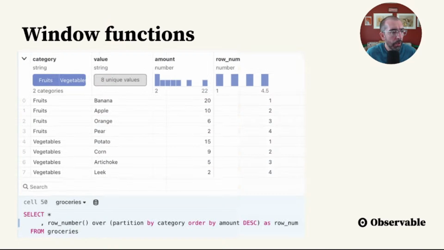So here's an example of a really basic window function. What this window function does is it assigns a row number.